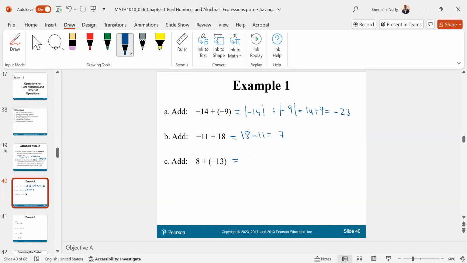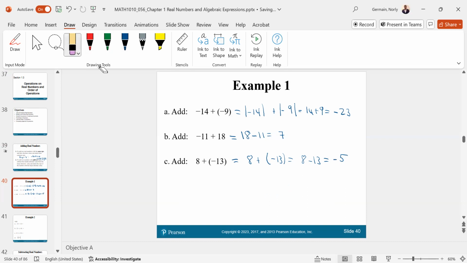But for this one, as you can see, 8 plus negative 13 is the same thing as saying 8 minus 13. Now you subtract and keep the sign of the largest number. When you subtract, 13 minus 8 is 5. But because 13 is the larger number and its sign is negative, the answer would be negative 5.